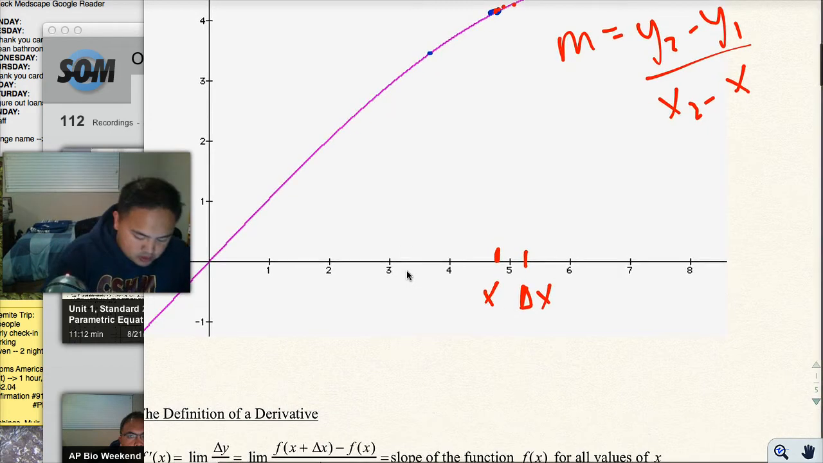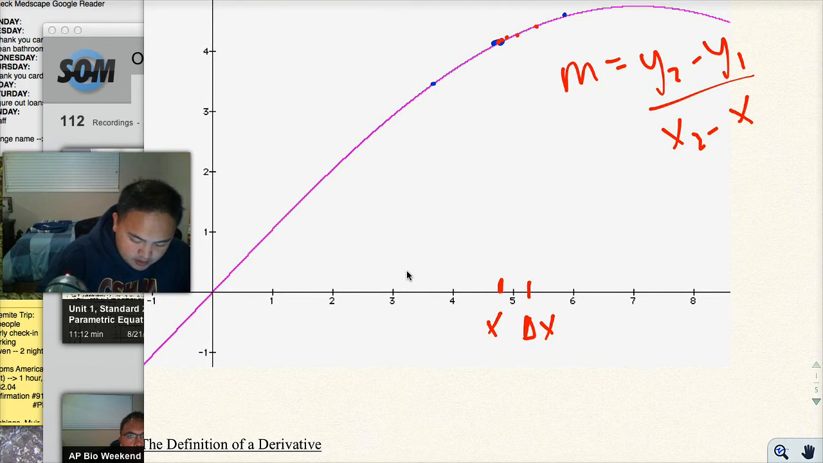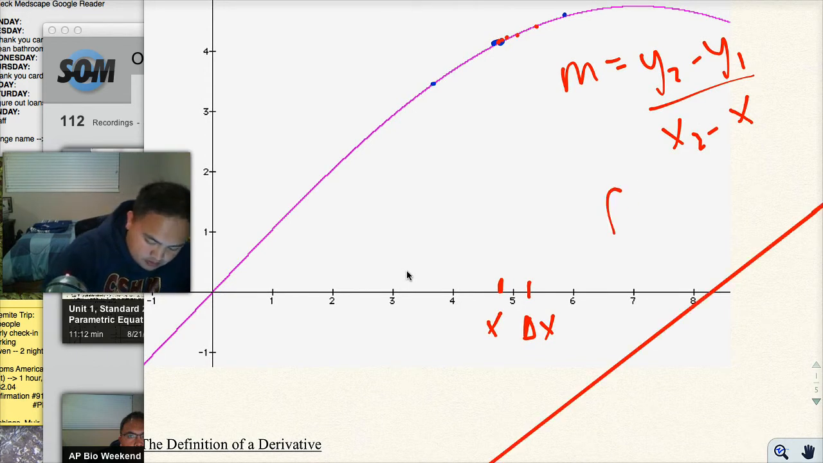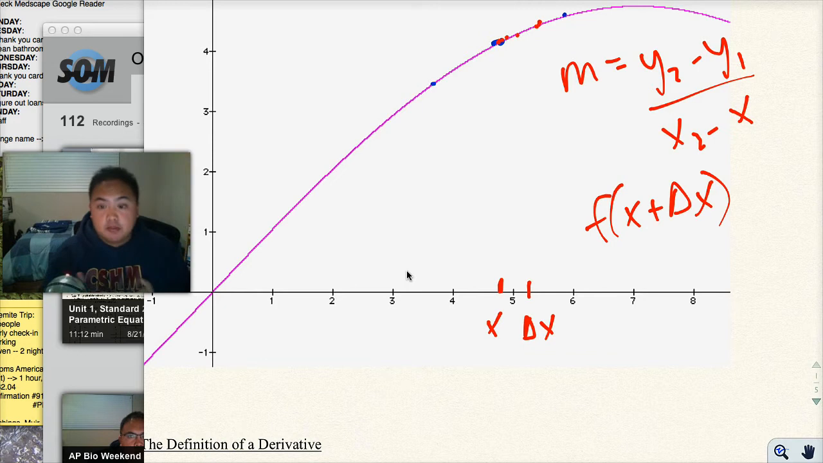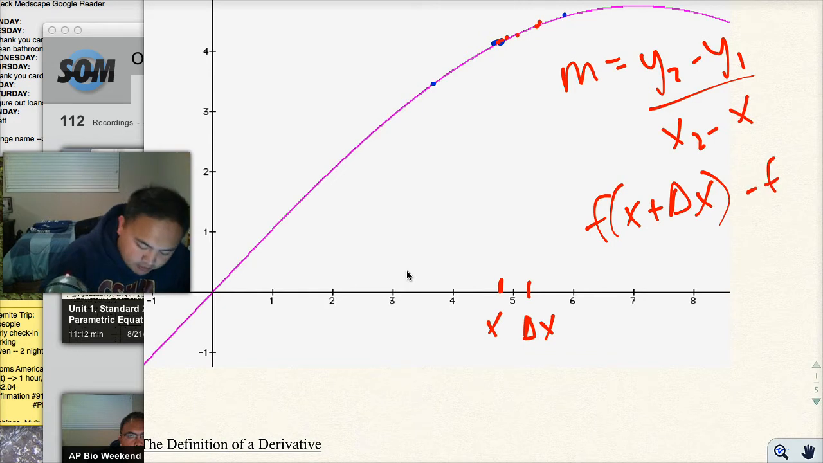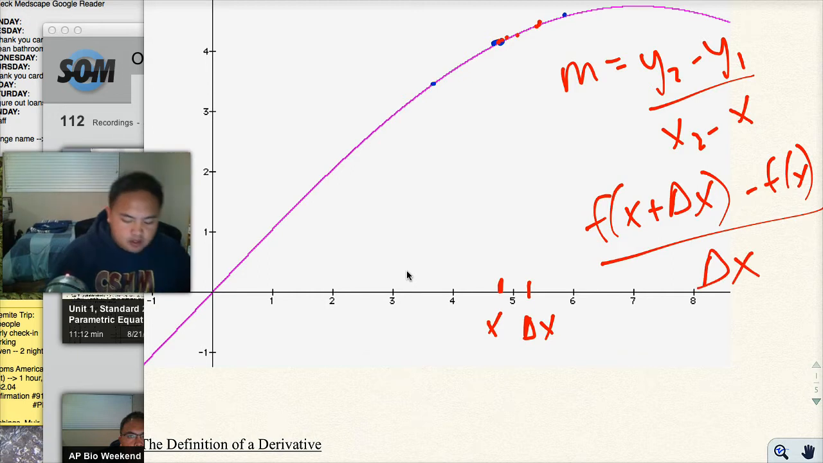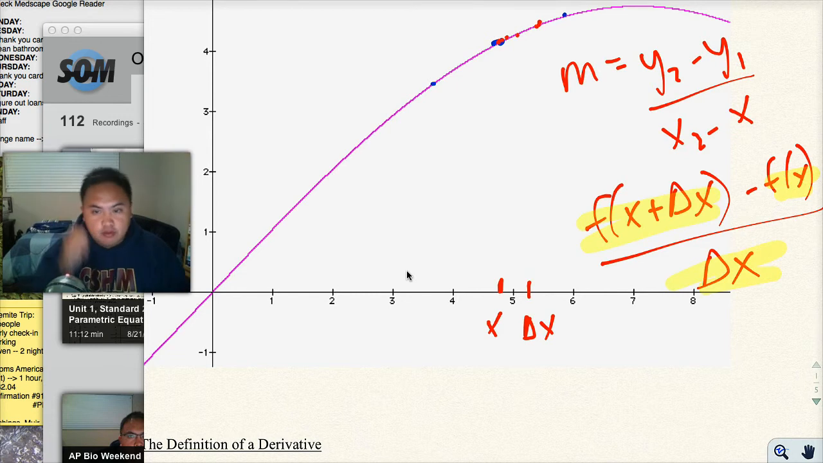Okay, so the slope formula is where the derivative is f of x plus delta x, so this y value of x plus delta x minus f of x over delta x. So I'm saying this is the slope formula again. I want the y value, like y2 minus y1 over x2 minus x1, or the difference between the 2 values.